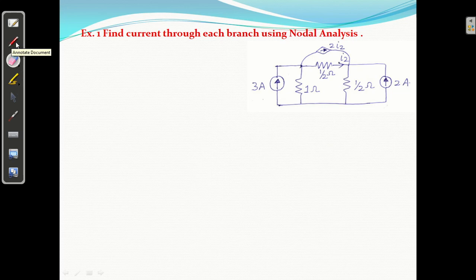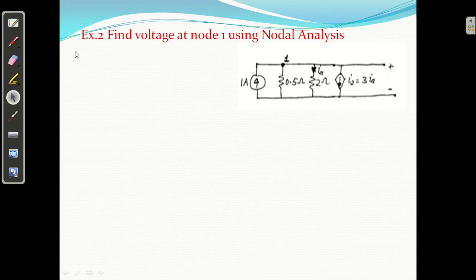Next, example number 2. Find the voltage at node 1 using nodal analysis. You can see here it is a dependent source, right?